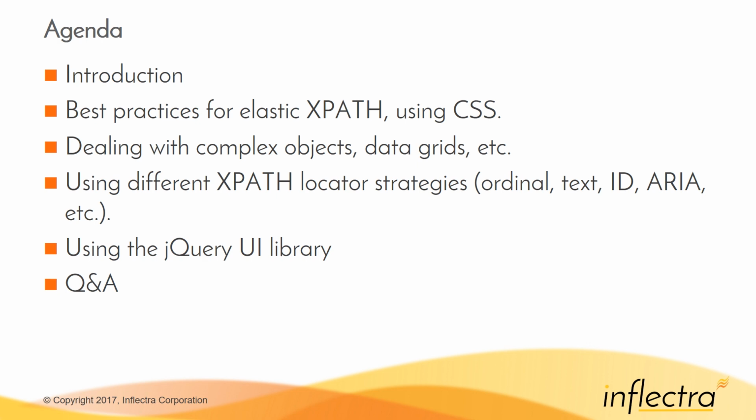In part of that, we'll be using different XPath strategies, looking at how to use IDs, text values, positions, which we call ordinals or indexes, using accessibility attributes called ARIA, which is used by some modern applications to make things more testable. And then we're also going to look at an example of using a custom library built on top of the core web objects for testing jQuery UI widgets.